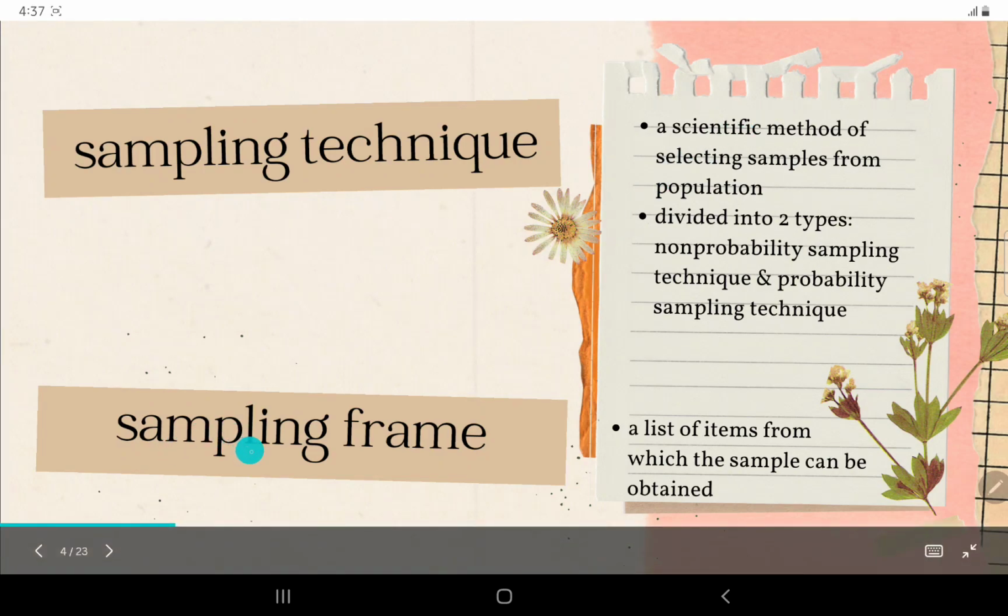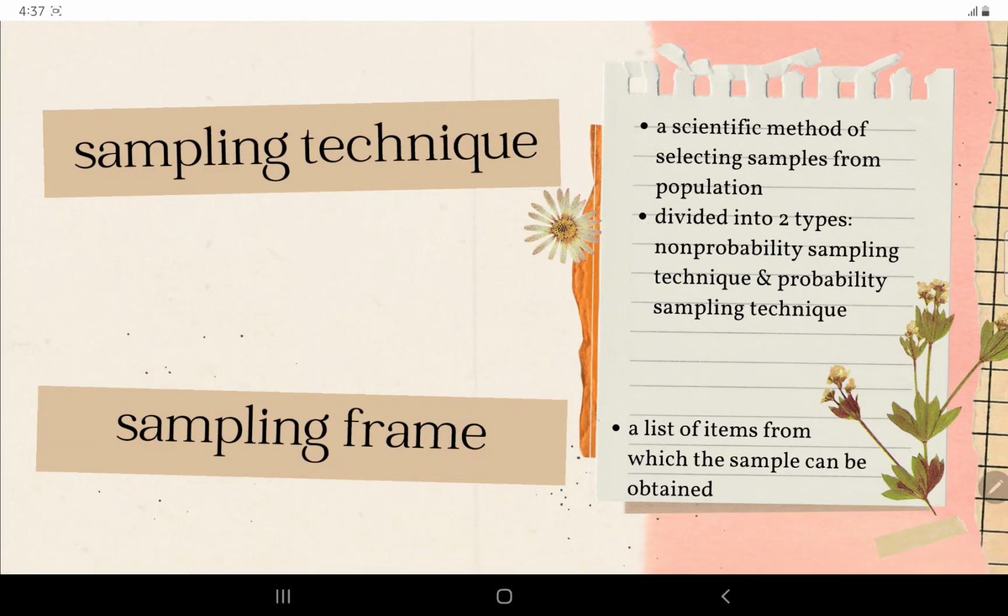The next one is the definition of sampling frame. What is the sampling frame? Sampling frame is the list of individuals or list of items from which the sample can be obtained. Some examples of sampling frames are, for example, the list of school teachers in the country. Meaning that we want to obtain the sample, which is the school teachers in the country.